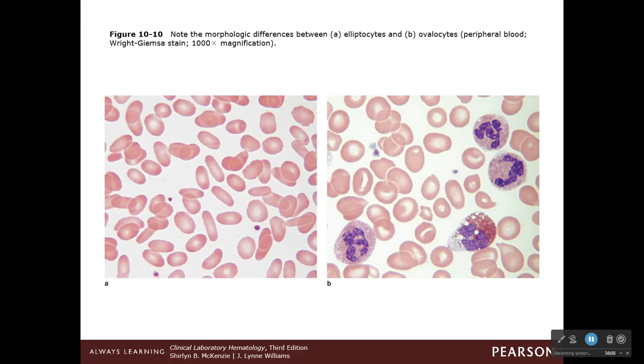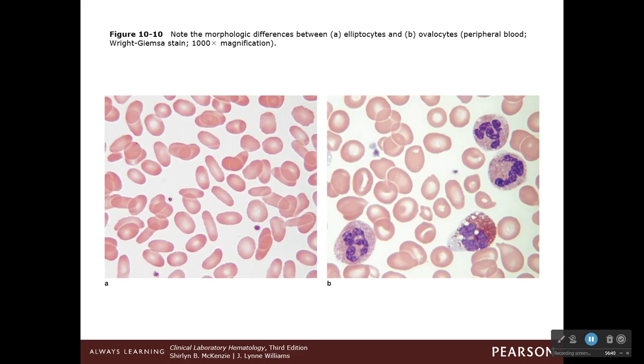So, elliptocytes have parallel sides. See them? How they're long and round like that? Okay? They're always going to have parallel sides. Whereas ovalocytes don't. Okay? All right? So they're kind of oval shaped. See, like an egg. Right? So they look just like an egg. Ovalocytes do. But listen, not that one, I shouldn't have said that one. This one is an ovalocyte. This one's got an oval shape too.